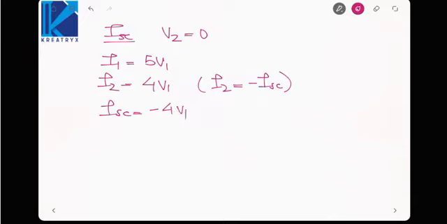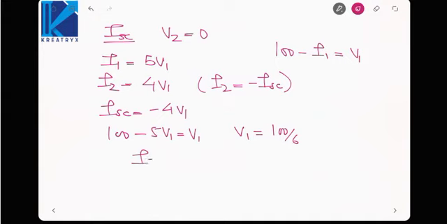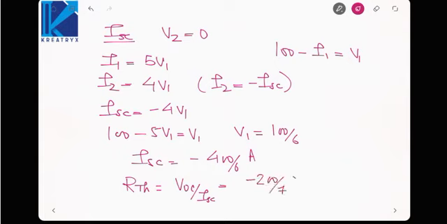And again we can write the same equation. 100 minus I1 is equal to V1. That is 100 minus 5 V1 equal to V1. That is V1 equal to 100 by 6. So what is ISC? Minus 400 by 6 ampere. R Thevenin can be written as VOC by ISC, that is minus 200 by 7 into minus 6 by 400. So that is equal to 3 by 7 ohm.